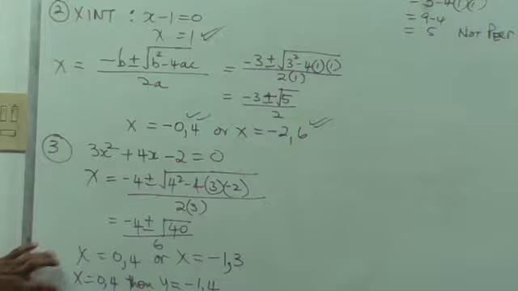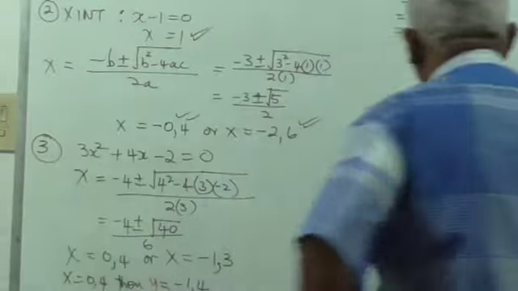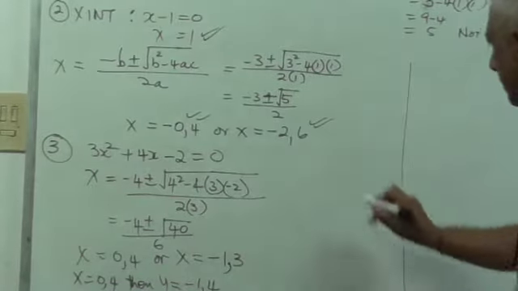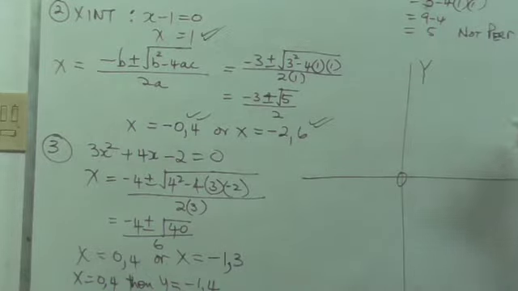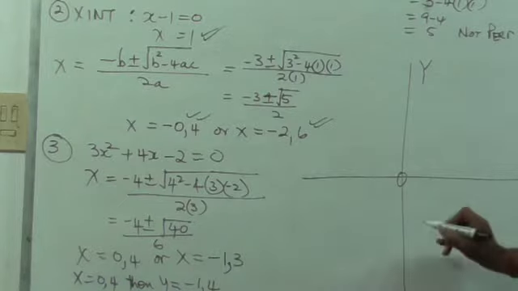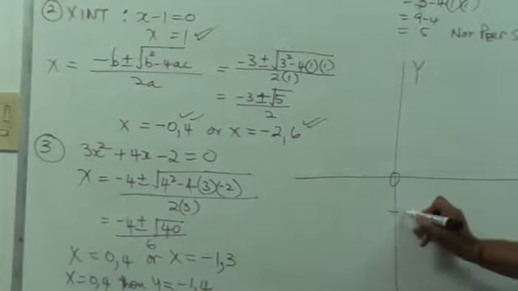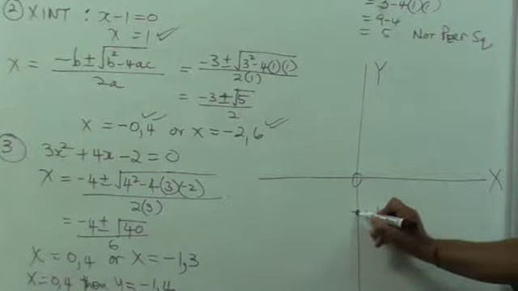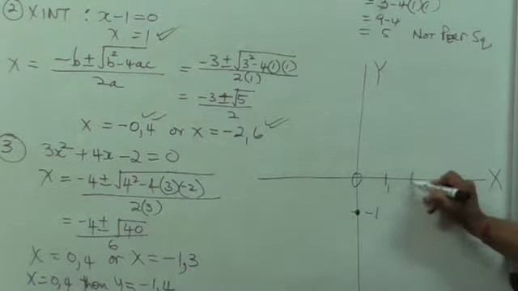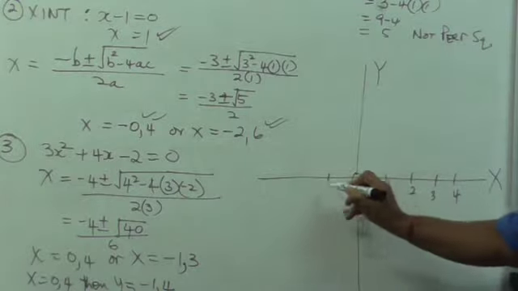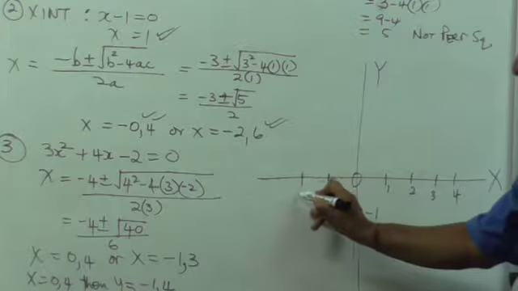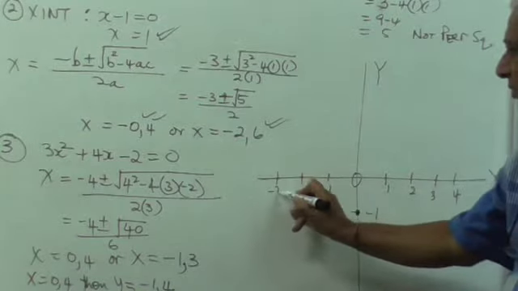We can now draw the graph. So let's draw the graph, and again it's a rough sketch. There's your 0, there's your y, there's your x. Right, let's see. The y-intercept is minus 1, so let's say that's minus 1 there. Let's say this is 1, 2, 3, 4, and that's minus 1, minus 2, minus 3.